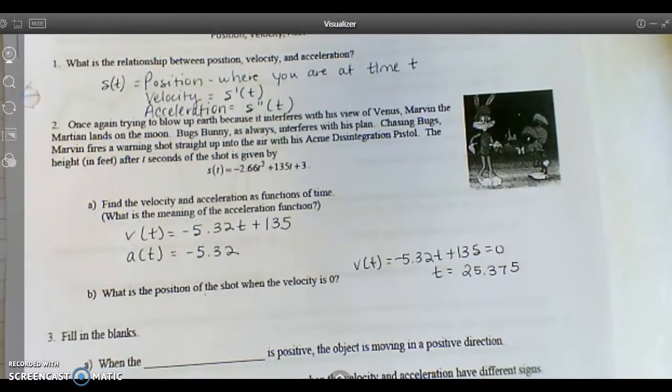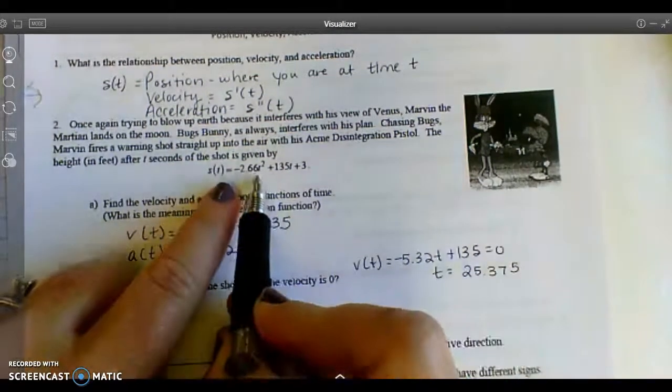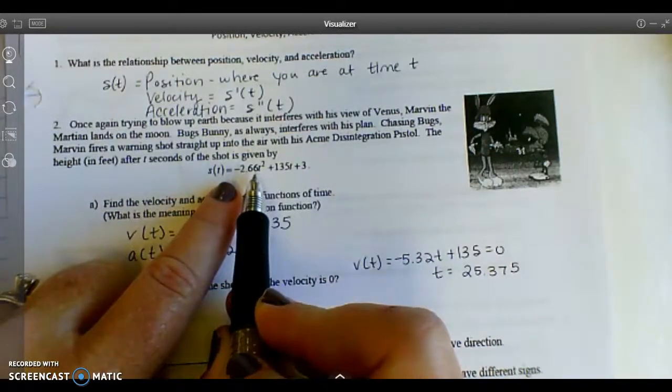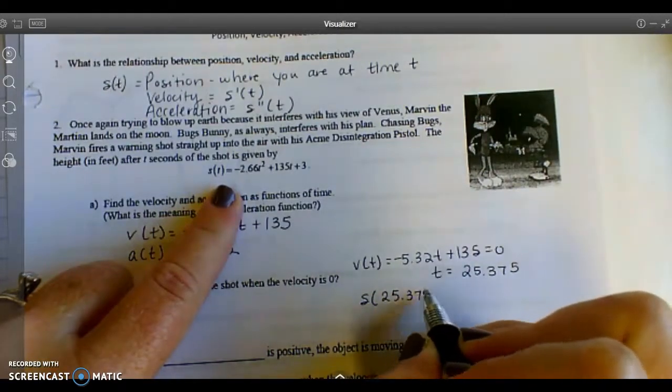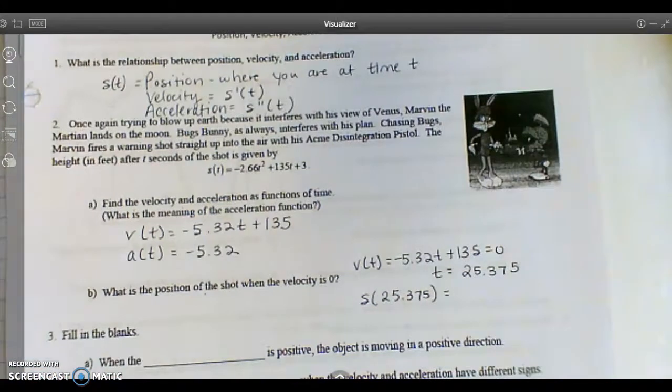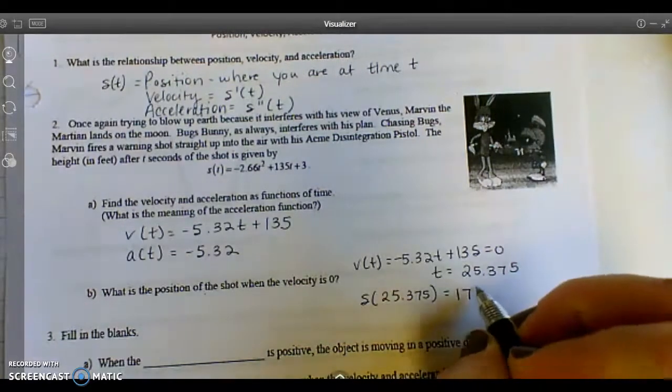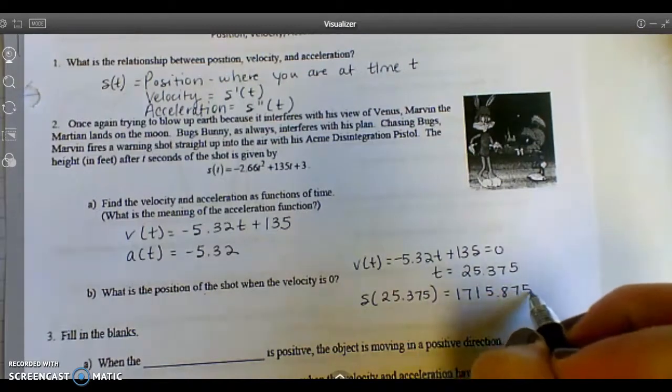Okay? But that doesn't tell me the position. To find the position, I have to take that time and plug it into the s of t equation. So we would have s of that value, which means that's what I'm going to plug in for t up here. And I'm just plugging it into the calculator. So negative 2.66 times, and I'm going to use that whole value squared. If you don't use the whole value, it will round it weird. So you need to use the whole value. So just plug that in the calculator and I get that.